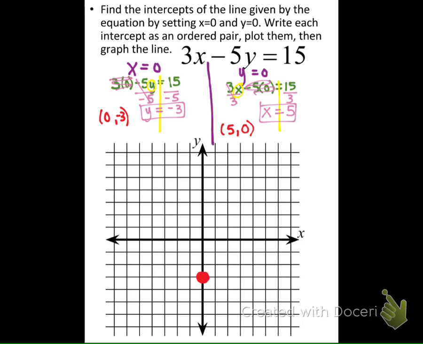Okay. Then I go to my second ordered pair, 5, 0. So I start at my origin and I go. And then I'm going to make sure my line goes from one side of the coordinate plane to the other. See what we talked about this morning?